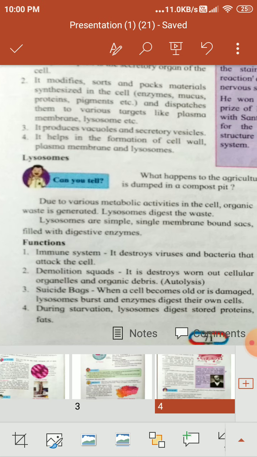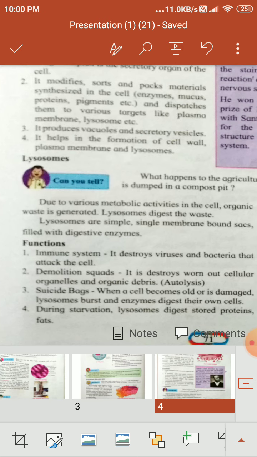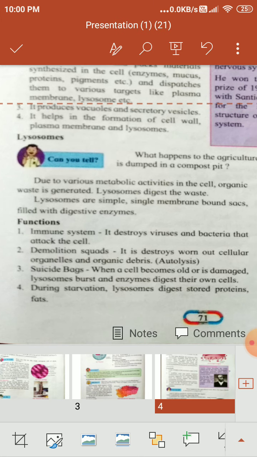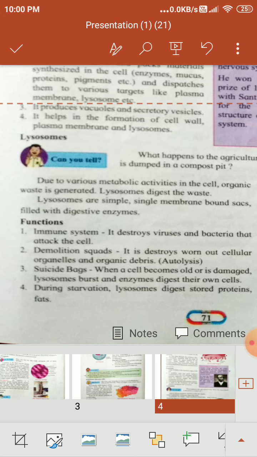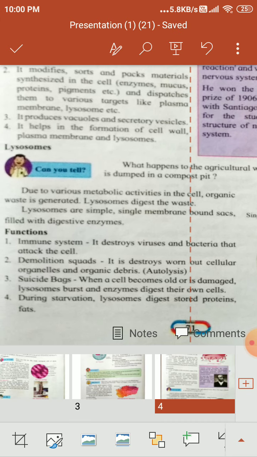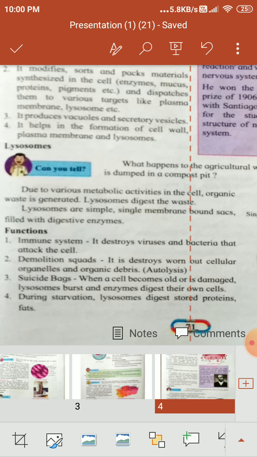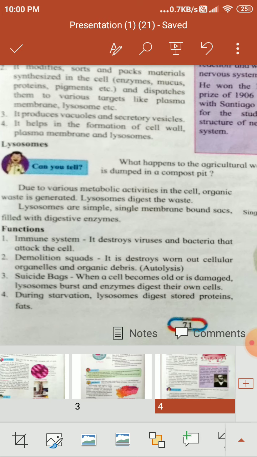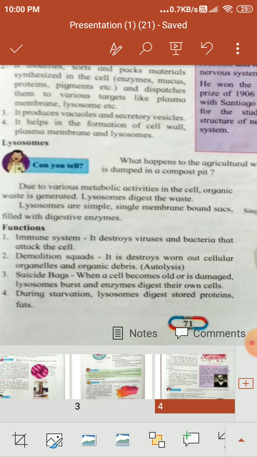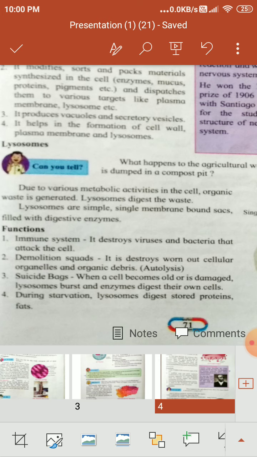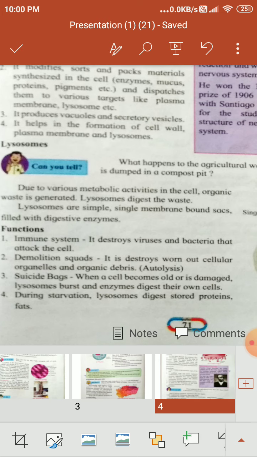Function: the immune system. It destroys viruses and bacteria that attack the cell. This is the main function of the lysosome. Demolition squads: it destroys worn out cellular organelles and organic debris. Not only do they destroy viruses and bacteria, they also destroy worn out cellular organelles that have become old, and also organic debris, that is autolysis. Suicide: when a cell becomes old or is damaged, lysosomes burst and enzymes digest their own cells.